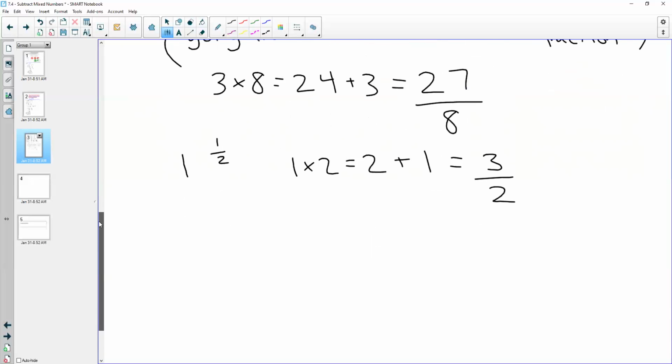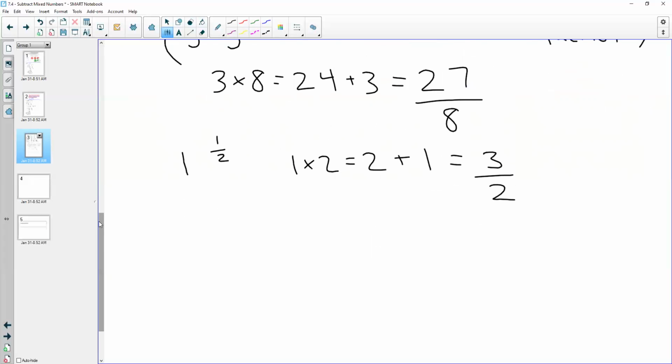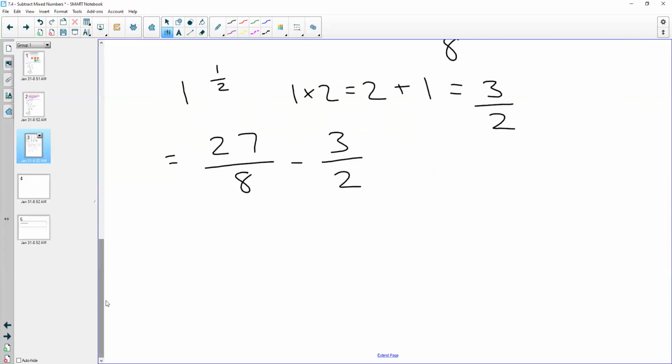Okay, so now that they're both improper fractions, we can start trying to subtract them. So 27 over 8, subtract 3 over 2. Hopefully you recognize that we don't have a common denominator. That's okay, because we can find one. So 3 over 2, how do I get the denominator of 2 to get to 8? Well, I will multiply that by 4. And I'm going to leave the 27 over 8 fraction alone.